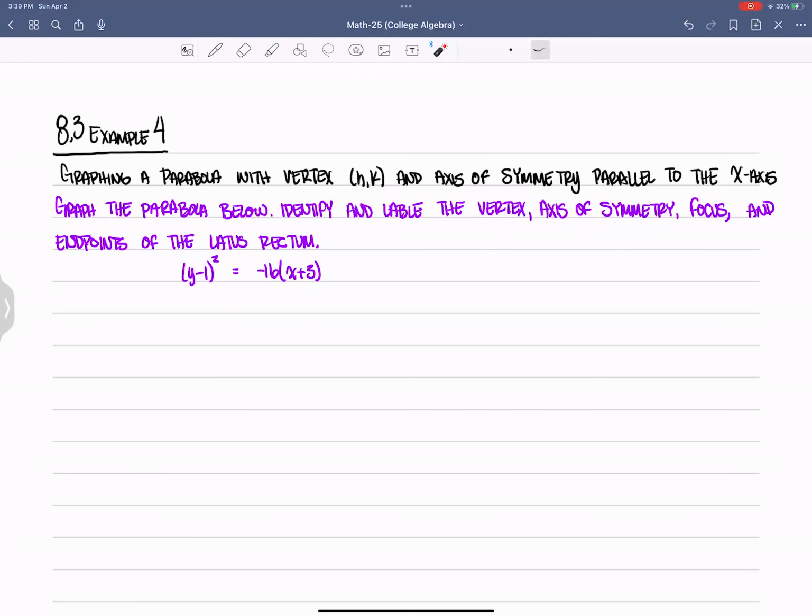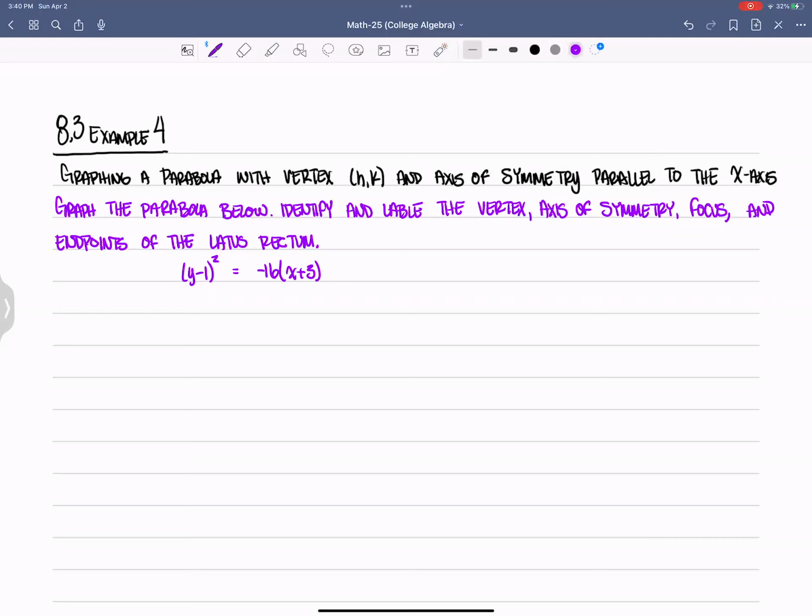Section 8.3, example 4, graphing a parabola with a vertex (h, k) and an axis of symmetry parallel to the x-axis. Graph the parabola below, identify and label the vertex, axis of symmetry, focus, and endpoints of the latus rectum. (y − 1)² = −16(x + 3).